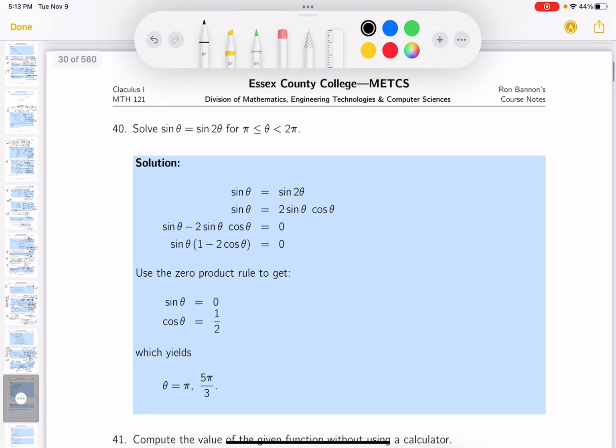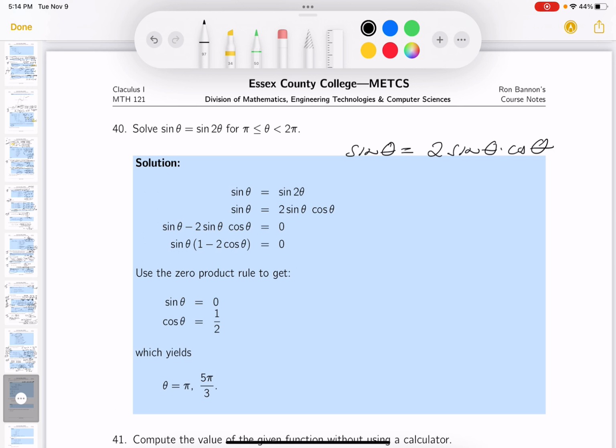This one's a solving problem, and you need to know the double angle formulas. I'll write this one down for you. Sine of 2 theta is equal to, what do you get there? 2 sine theta cosine theta. Now again, I really kind of warn students about this. Don't divide both sides by sine theta.